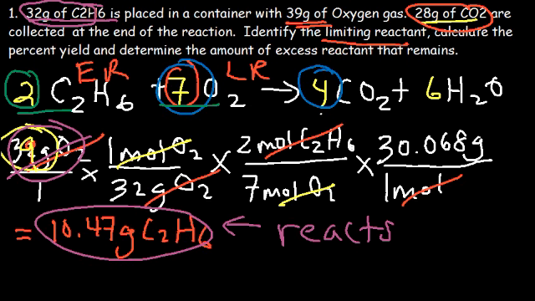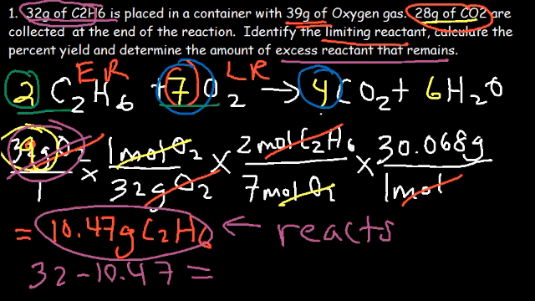If you want to find out how many grams of the excess reactant remain after the reaction, you have to subtract. So 32 minus 10.47 is going to give you the answer. So the amount of excess reactant that remains is 21.53 grams of C2H6.